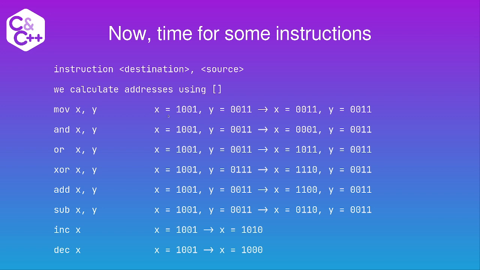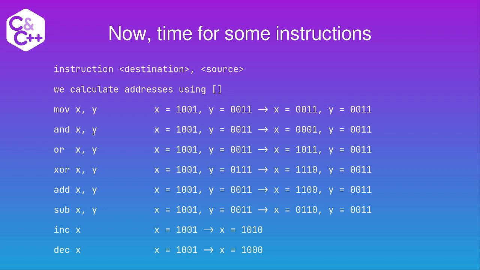Let's say x was 1001 and y was 0011. After the instruction, it will take the y value and put that into x, so x will be 0011 and y will be 0011. As you see, y doesn't change.